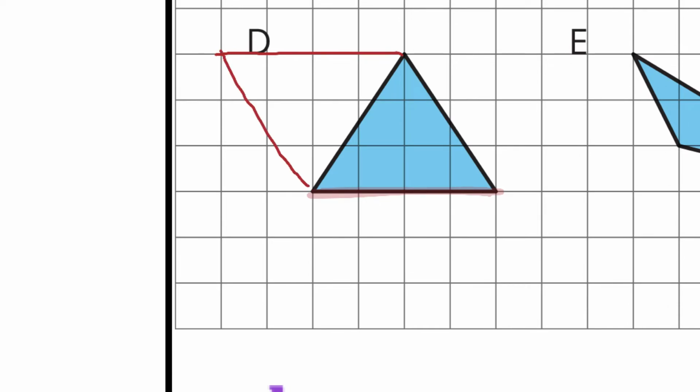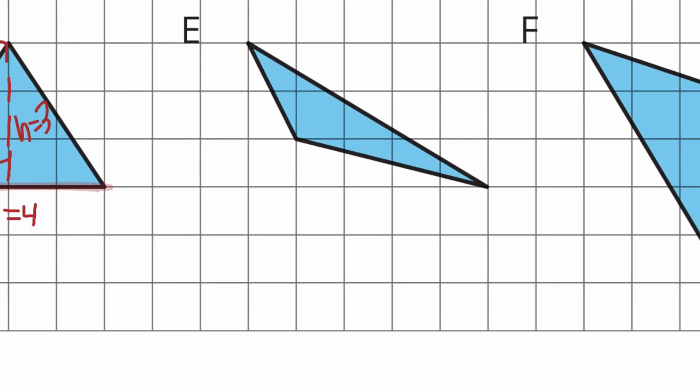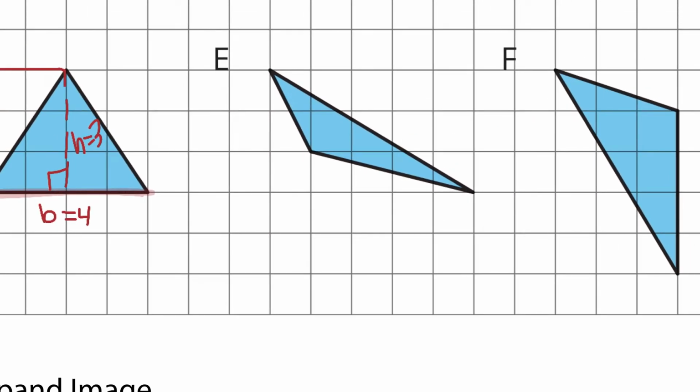And now I have a parallelogram where I have a base of 4 and a height of 3. It's not asking us to find the area, so we'll move on to the next one. E. Now, E's a little tricky, isn't it? Because it's on this angle here, and I do not have either a vertical side that's straight on the grid or a horizontal side that's straight on the grid. So what can we do?